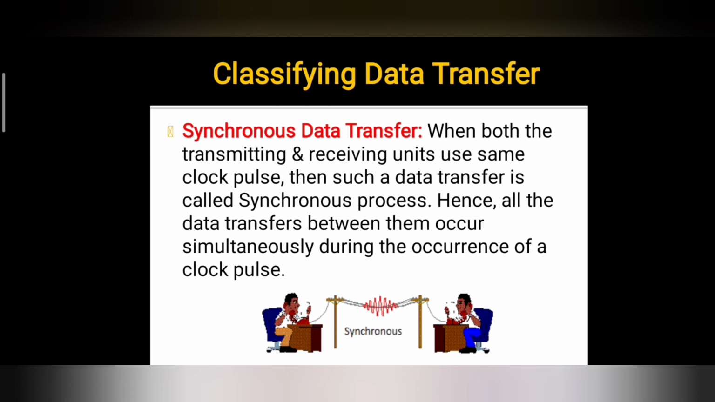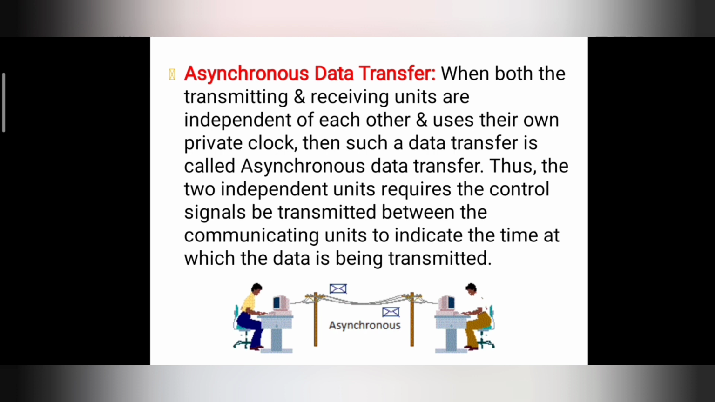Now, when both the transmitting as well as receiving units use a common clock between them, such that whatever data is transferred between them occurs simultaneously during the occurrence of a clock pulse, such kind of data transfer is usually classified as a synchronous process. So in this picture you can see that two persons are having communication through a telephone, which is obviously synchronous in nature. Next is asynchronous data transfer.